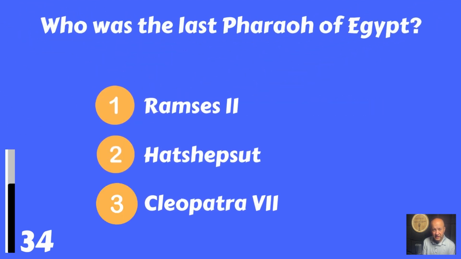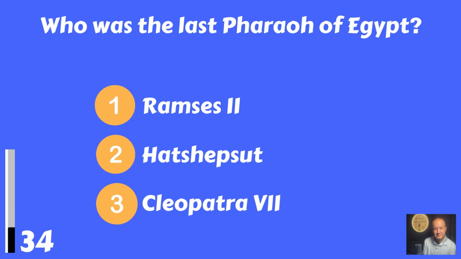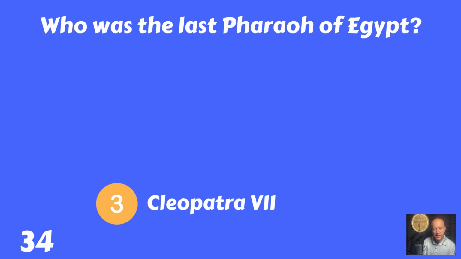Who was the last pharaoh of Egypt? Ramses II, Hatshepsut, or Cleopatra VII? The last pharaoh of Egypt. That would be Cleopatra VII.